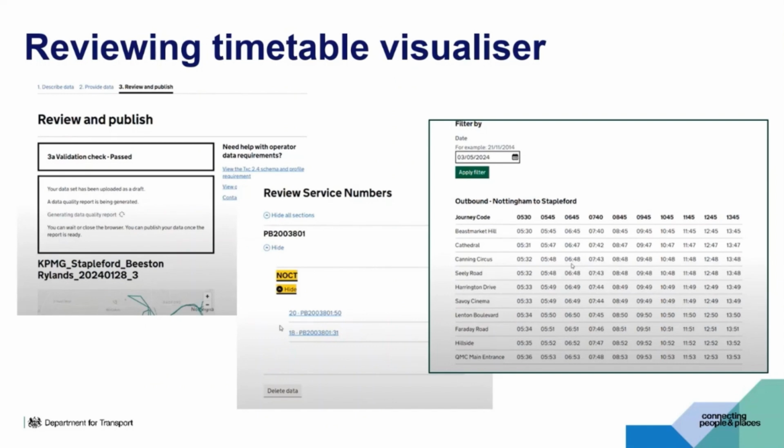Whilst that is happening, you can scroll down to the review service numbers section, click through to your service number down to your NOC, and then you'll get your bus lines, which are a combination of your service number and registration number. If you click either of your bus lines, you'll navigate to a page specifically for that service. If you scroll down again, you'll see your timetable visualizer there. If there are any data quality issues related to that timetable information, they'll pop up in red, and you can go back and fix that and then publish that information again.